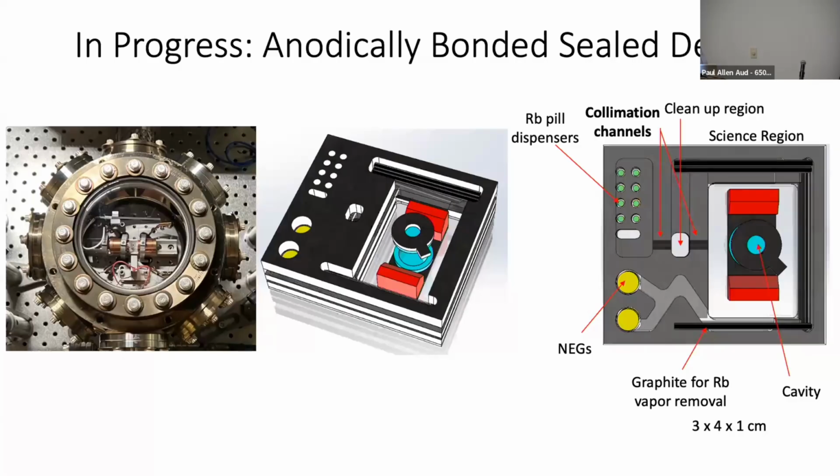They're great for pumping away rubidium. And then you have another collimation tubes, and then the cavity is looking in and out. Everything's going to be inside of this completely sealed device. That's the idea, if it works.